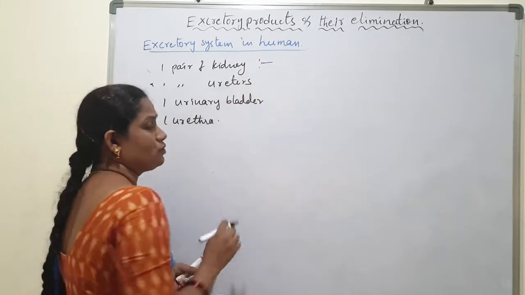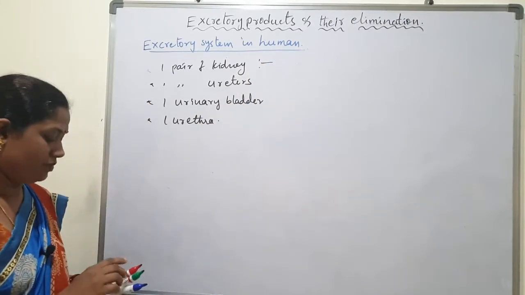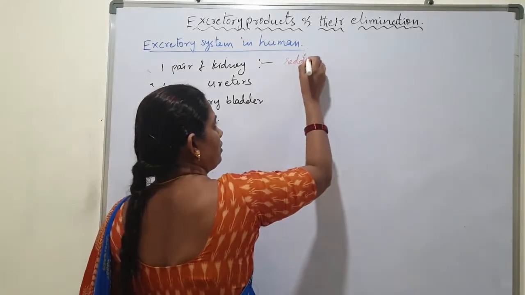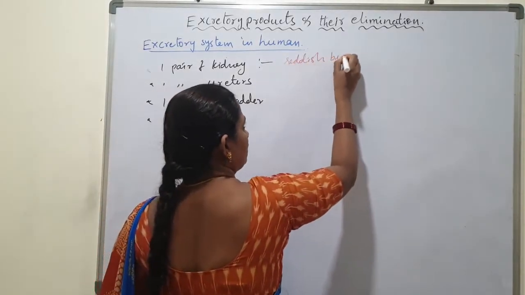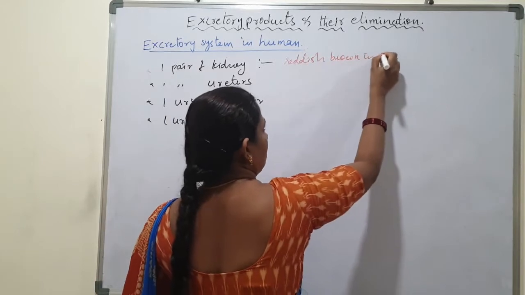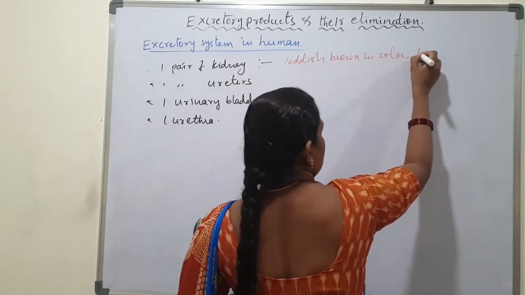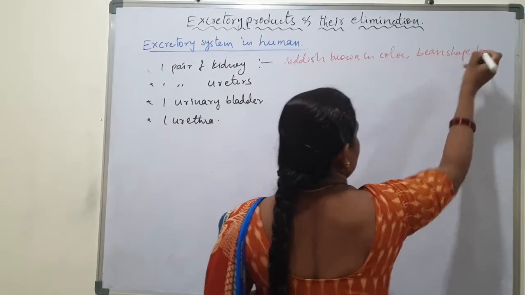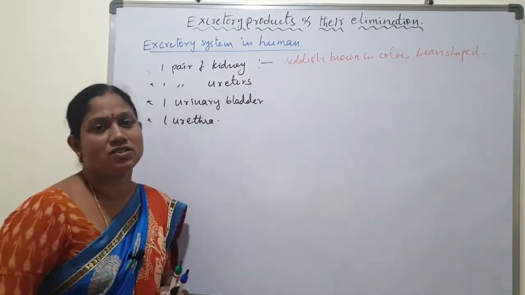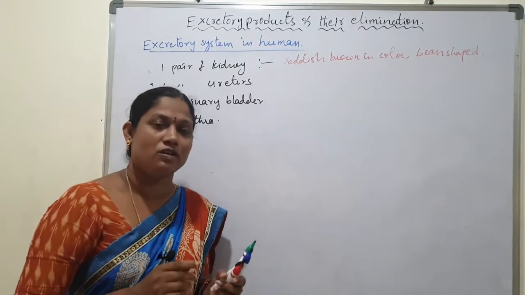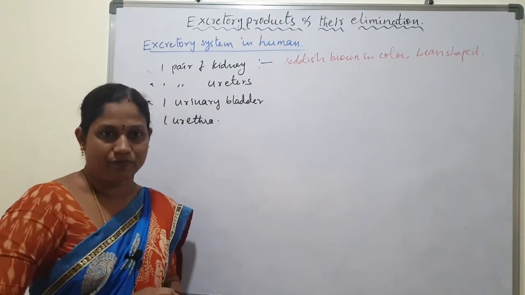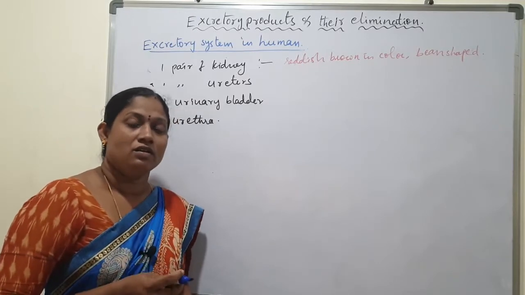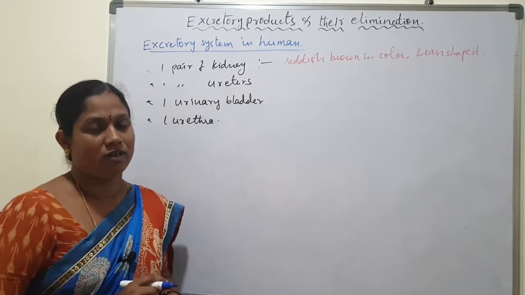First of all, we will discuss the kidney. Kidneys are reddish brown in color. The shape is bean-shaped. They are situated on either side of the vertebral column in the abdominal region.